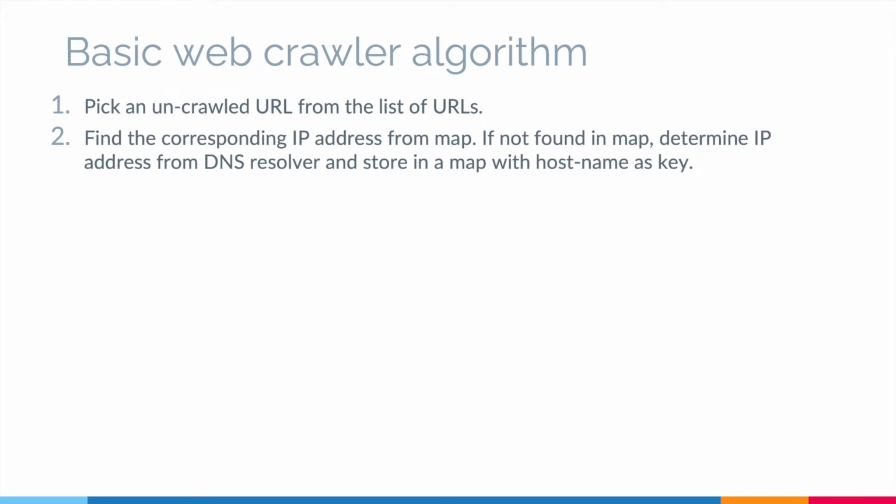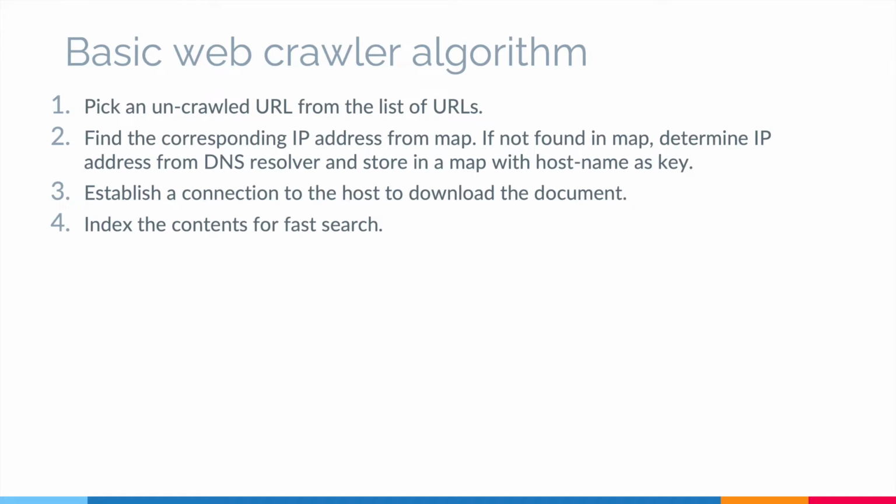If we don't find the IP address in the map, it means we're looking it up for the first time. So we need to find the IP from the DNS resolver and store it in the map. Once we've found it, we can establish a connection with it in order to reach the contents, in order to read the contents. Now, reading the contents for every URL every time a search is made is definitely not a scalable approach.